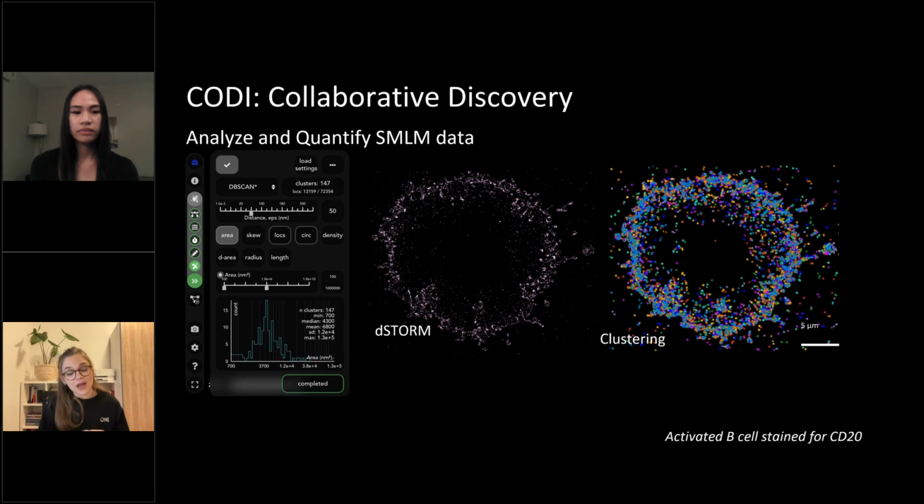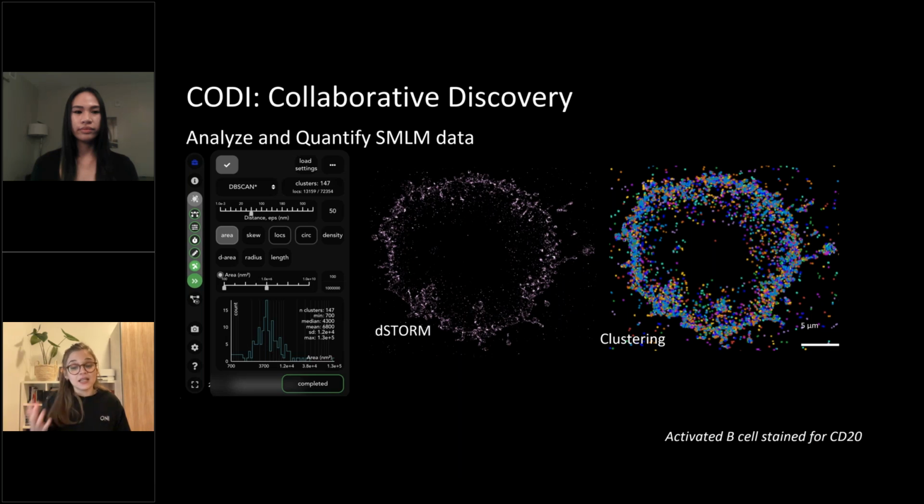From our localization data, we can extract certain features. We can extract biologically relevant information. This is normally performed in the field with analysis such as clustering analysis. Here I have an example again of a cell where the surface was stained, and we are interested in clustering these surface markers. For that, at ONI, we offer the software CODI, which stands for Collaborative Discovery, which will help you to analyze your single molecule localization data in a very intuitive fashion.